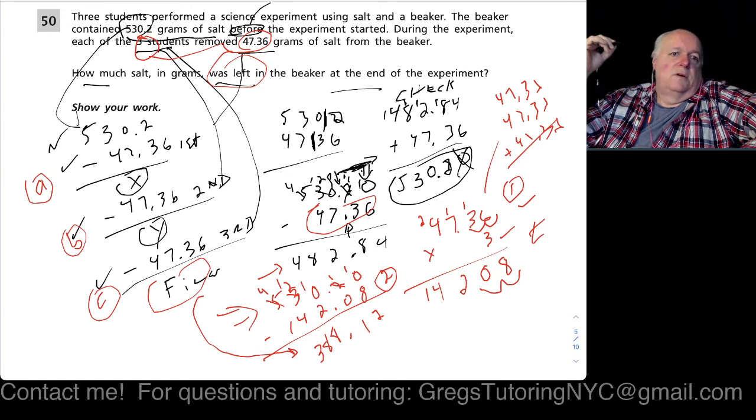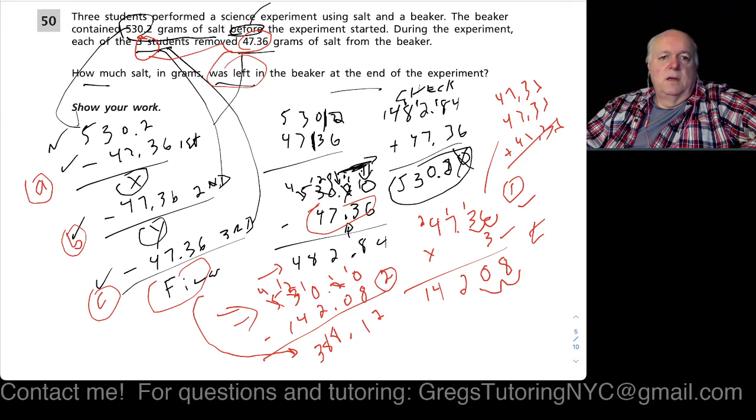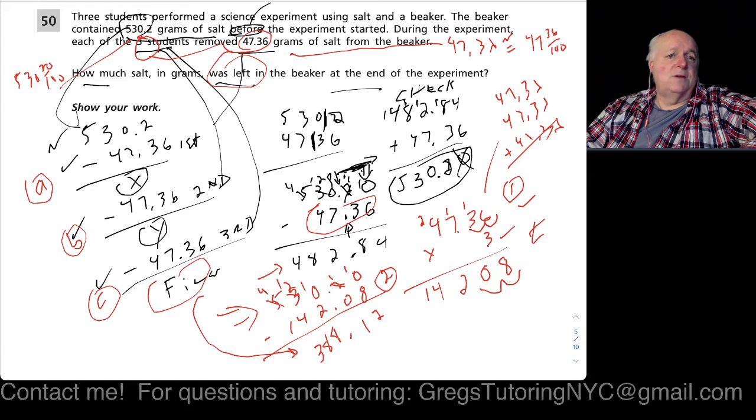In the other example, I converted the fractions into decimals. We could have theoretically done that here. In other words, 47.36, that's the same as 47 and 36 over 100. The same thing here, that's 530.2. That's 530 and 2/10, or 20 hundredths. So we could have done stuff that way too. I don't know that that would help us. I personally prefer to work in decimals over fractions.